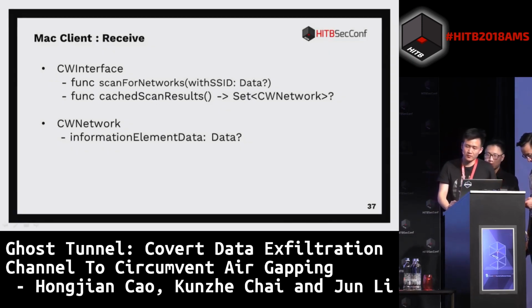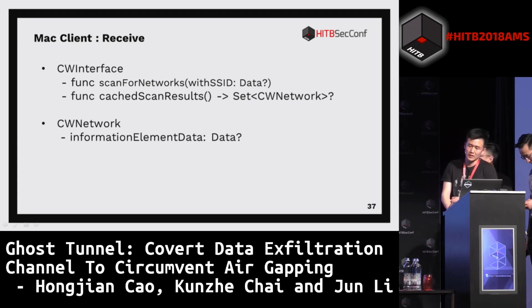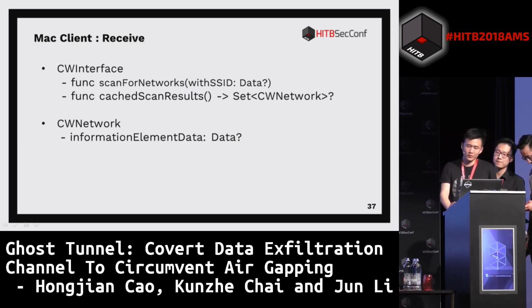After the scanForNetworks function is called, we can call the cachedScanResults function to retrieve the available networks. It returns a set of CWNetwork objects. Information element data is one member of the CWNetwork object. That is the information element data included in beacon or probe response frames. The payloads from the C2 server are embedded in them.